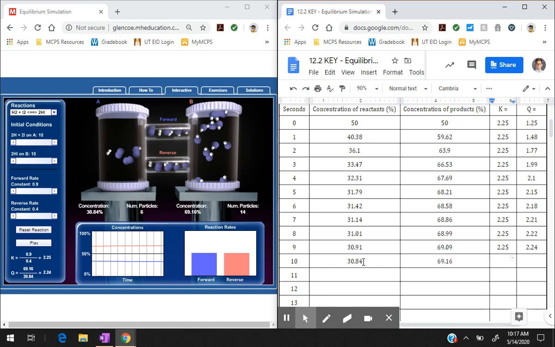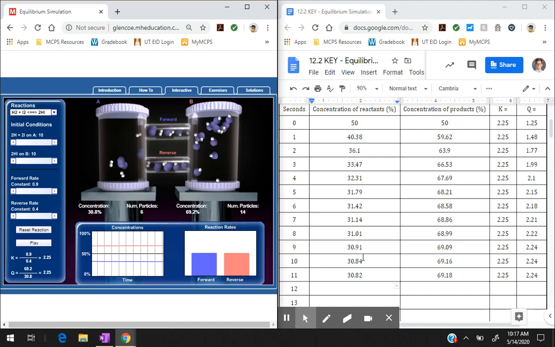And it's crude. It's not a perfect measurement or perfect estimate, but that's all you need to do.